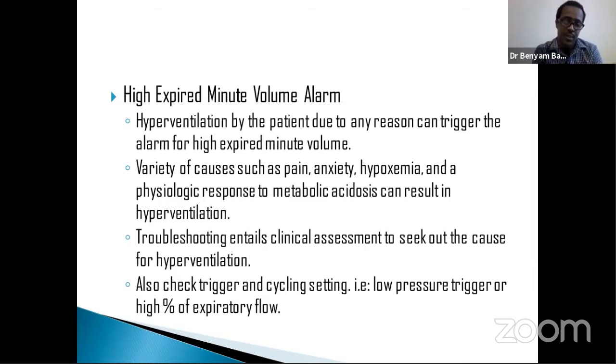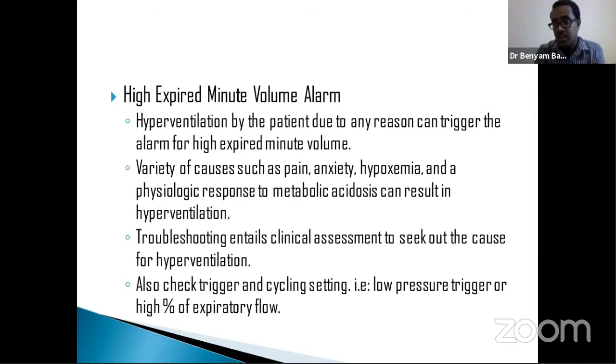Usually if you check the trigger and cycling settings, for example with a low pressure trigger, we set the trigger to be at 2 centimeters of water. That's the normal setting. If you make it 1 centimeter of water, a slight pressure change of 1 centimeter of water will initiate the breath. So the patient will be hyperventilating, or if the patient is unconscious, there will be controlled breaths. If the patient is initiating a breath in assisted mode, the patient will be delivered the full tidal volume, so the patient will be hyperventilating. So always check the trigger setting or the expiratory percentage setting.